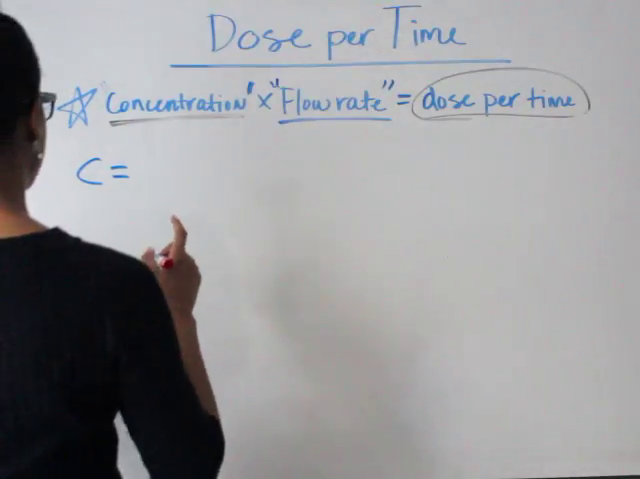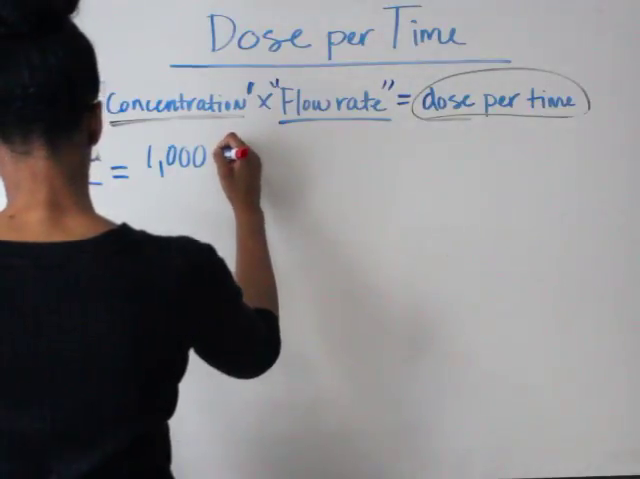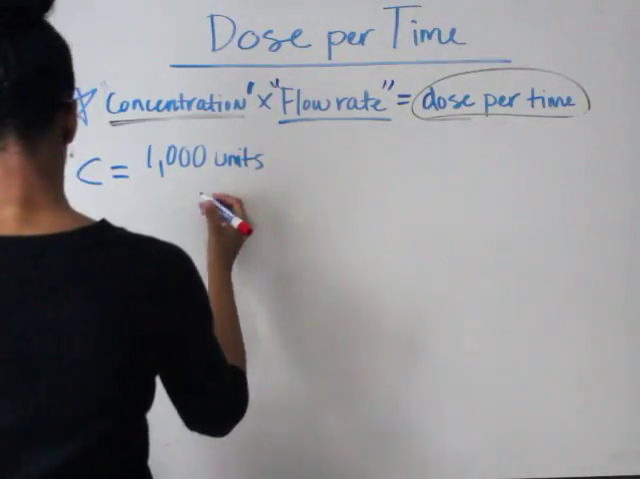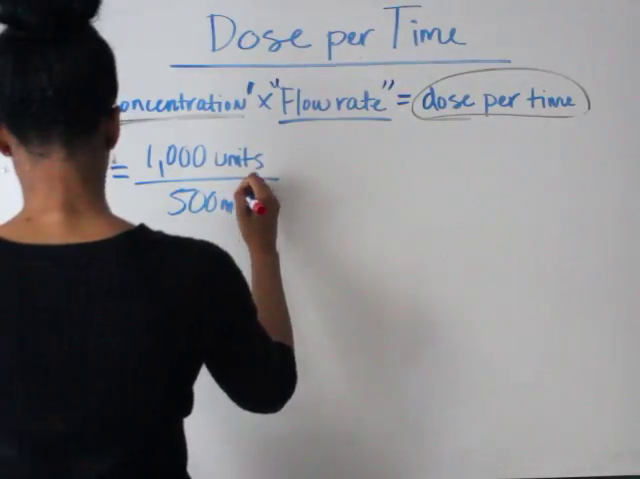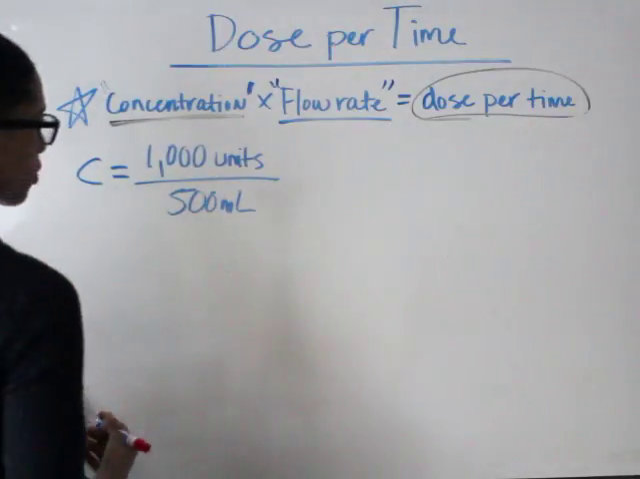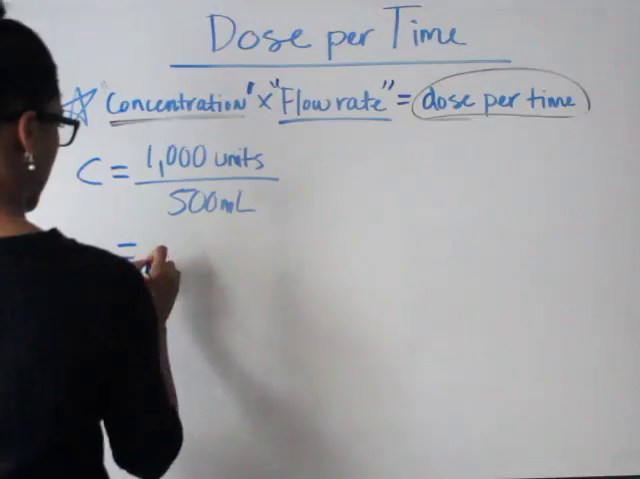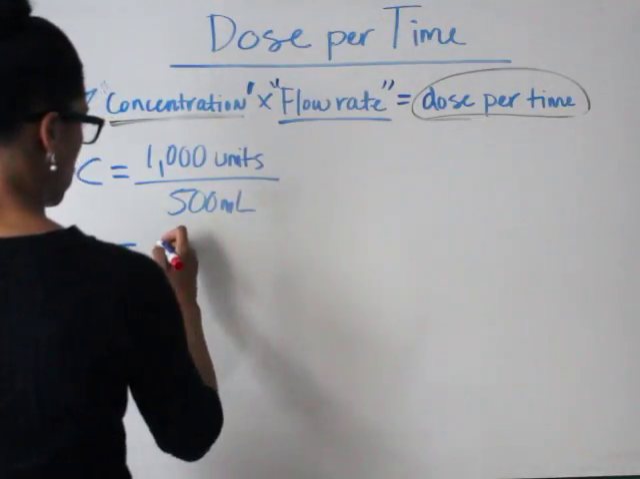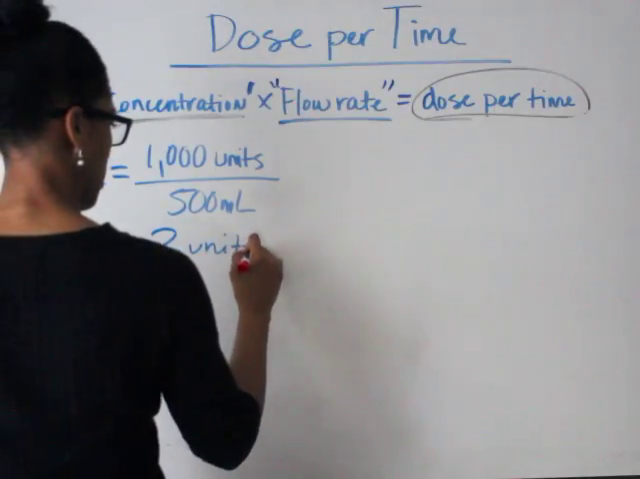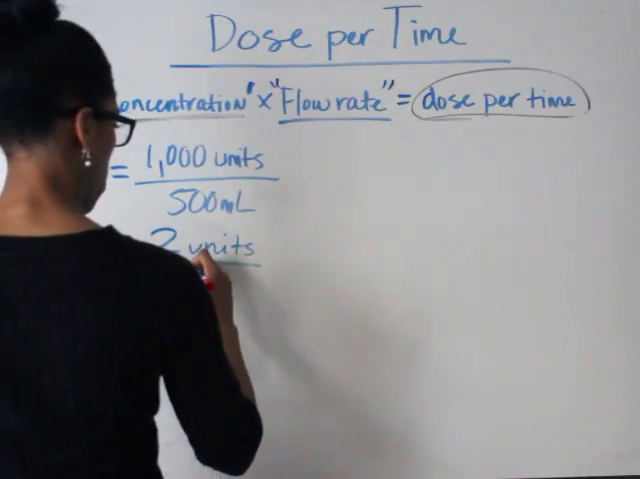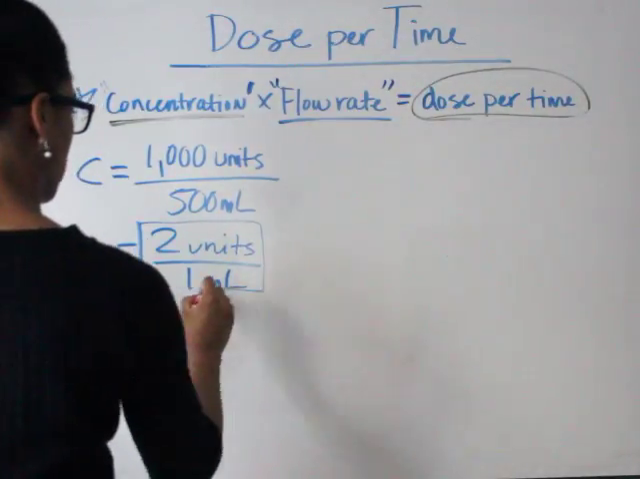In this case, the concentration would be the 1,000 units of the heparin over the 500 milliliters of the D5W. And as we stated before, we could simplify that even more, and that would be 2 units over 1 ml. So this is our concentration.